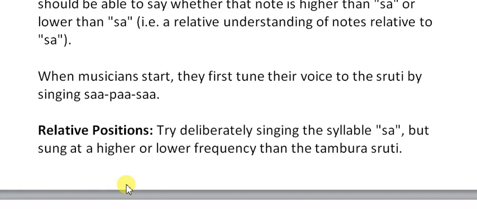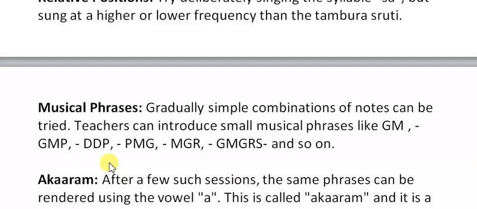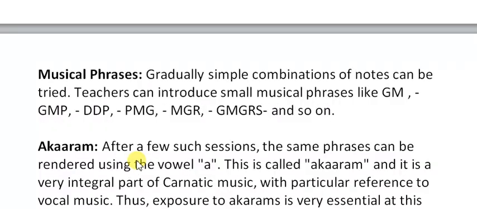When a musician starts, they first tune their voice to the shruti by singing sa, pa, sa. Relative positions: try deliberately singing the syllable sa, but sung at a higher or lower frequency than the tambura shruti. Musical phrases: gradually, simple combinations of notes can be tried. Teachers can introduce small musical phrases like ga ma, ga ma pa, da da pa, pa ma ga, ma ga ri, ga ma ga ri sa, and so on.